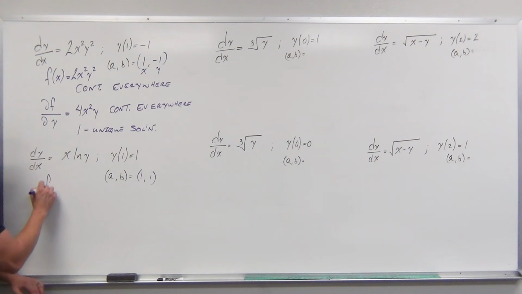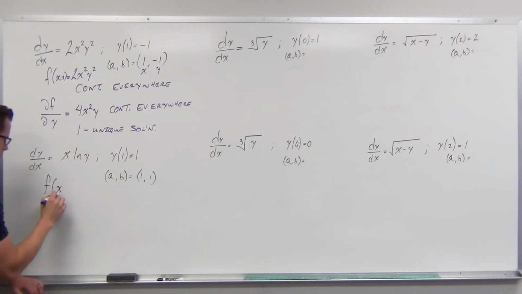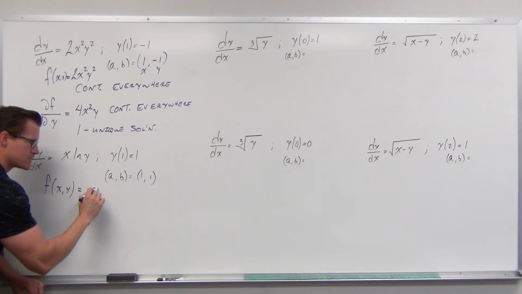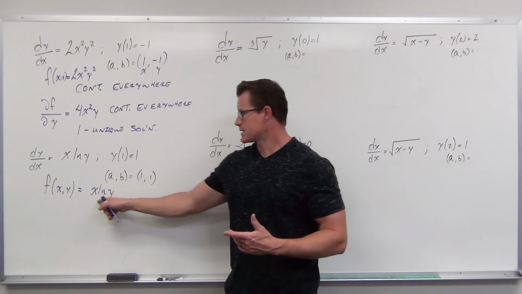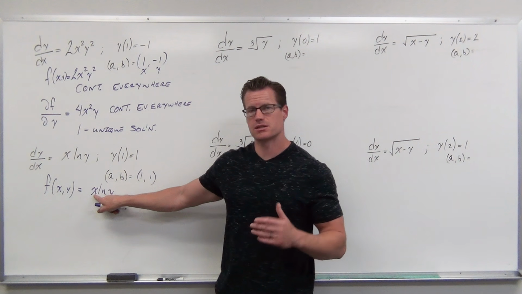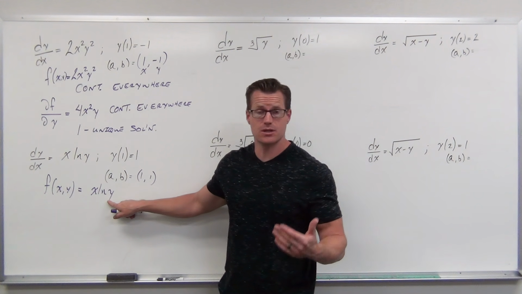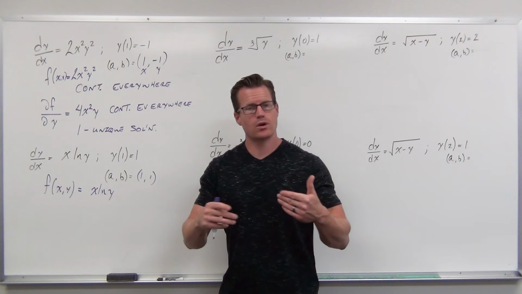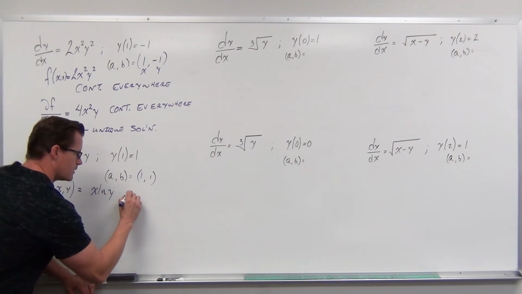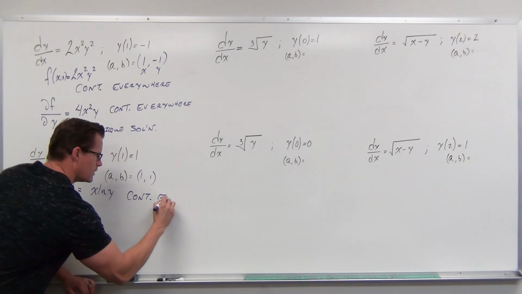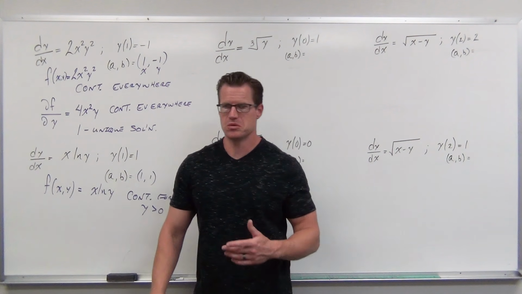So our function, I always write out the function. Our function is x ln y. And when we think about that, well, that's continuous everywhere for x. There's not a problem with our x's, but our y's have to be positive here. You can't have a logarithm with 0 or negative. So this is going to be continuous as long as our y's are positive. No zeros, no negatives.